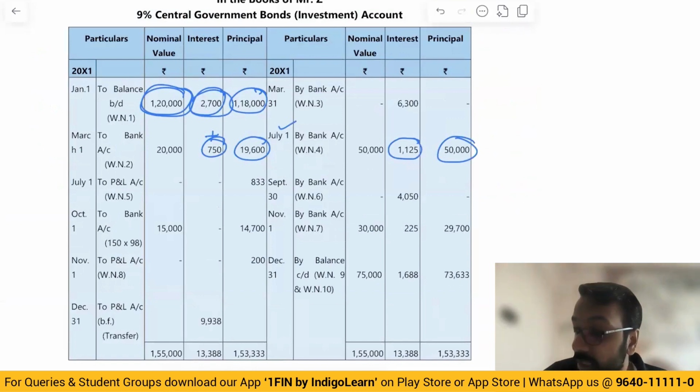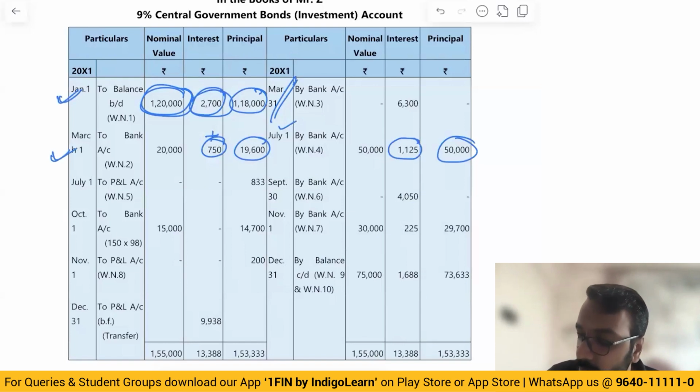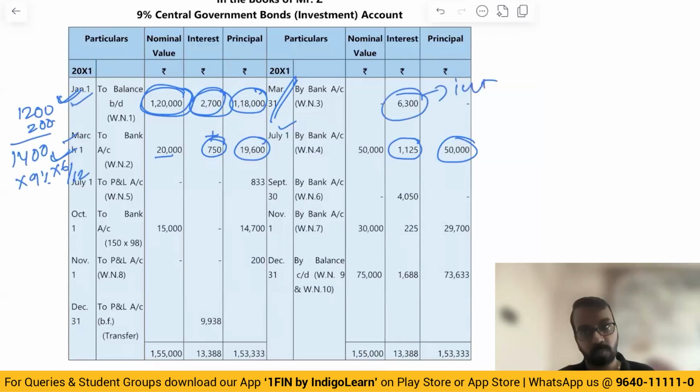One more thing we missed: on 31st March we will receive interest. On which purchases will we receive interest? We will receive interest on the opening balance and whatever we purchased on 1st of March. So opening balance is 1,200 plus this 200, total is 1,400 into 9% into 6 by 12. So 1,400 into 9% into 6 divided by 12, we get 6,300. This is the interest received on the first two transactions. That also you have to keep in mind. Whenever there is an intervening date, we'll get it, post it to interest column, and at the end of the year, the balance will be transferred to P&L. Okay, so this is done.